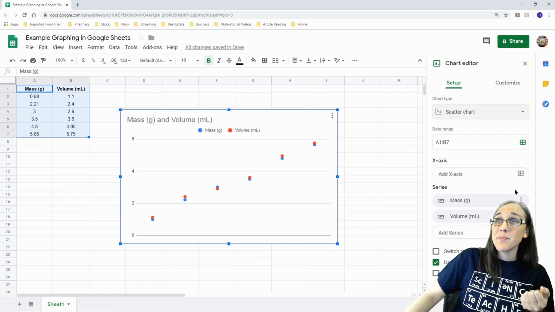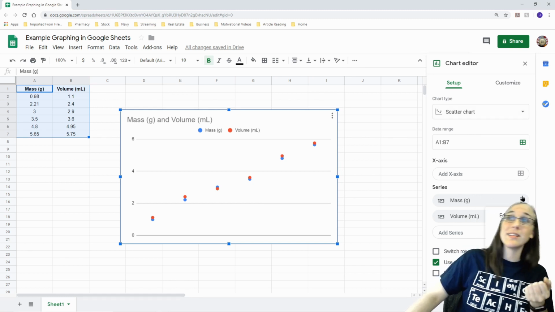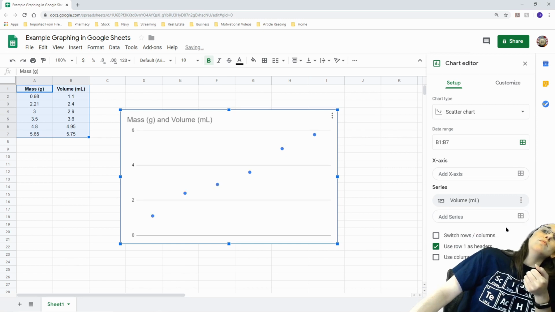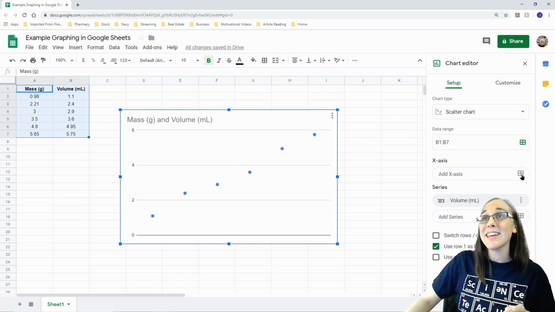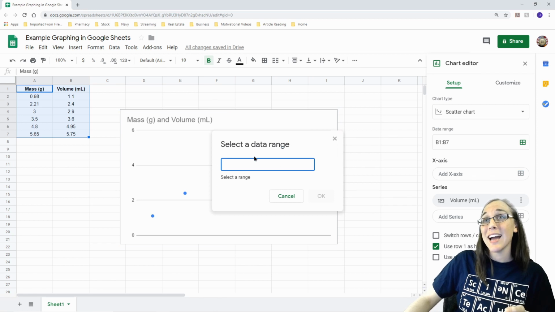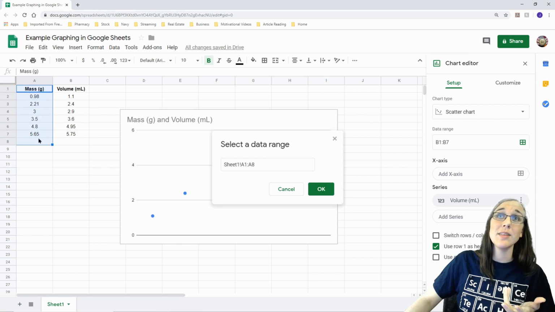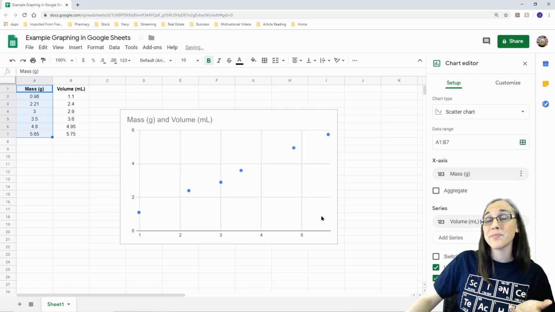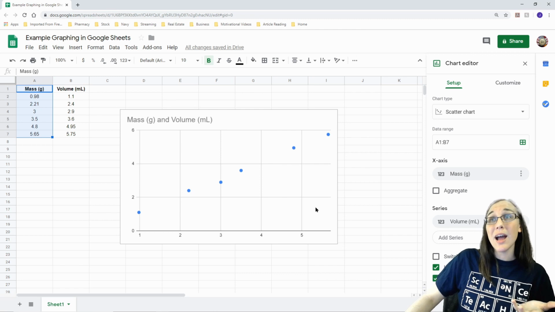In order to do that, I'm going to delete one of these down here. Let's try deleting mass. So I clicked on those buttons. There we go. Remove. And now I can click here to select a data range, I need to add mass to my x-axis. So I'm going to go ahead and do that. Click and hold, so click and drag down to select your boxes. Okay. Excellent. So now I have mass on the x-axis and volume on the y-axis in this case.